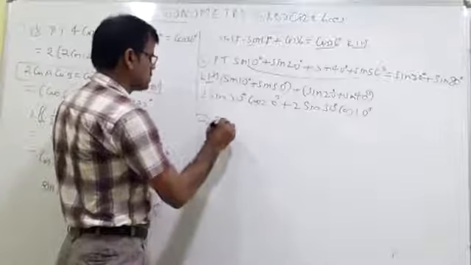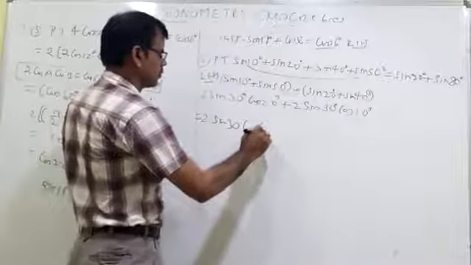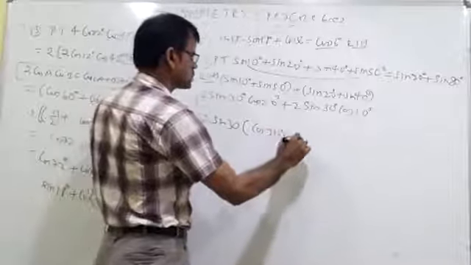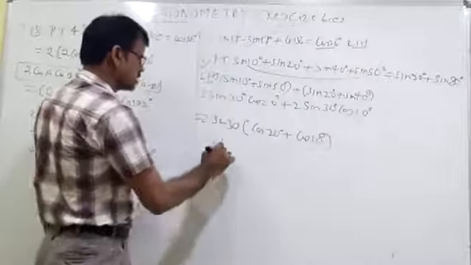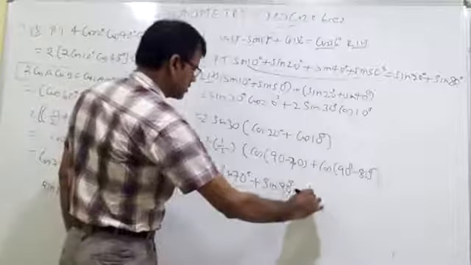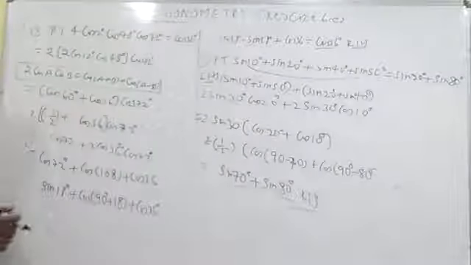Now 2 sin 30 you can take common in both. So it becomes cos 20 plus cos 10. 2 into sin 30 becomes 1 by 2 into, this can be understood as cos of 90 minus 70, plus this can be understood as cos of 90 minus 80. 2 get cancelled, cos 90 minus theta becomes sin theta. So it is sin 70 plus sin 80 degrees. This is RHS.